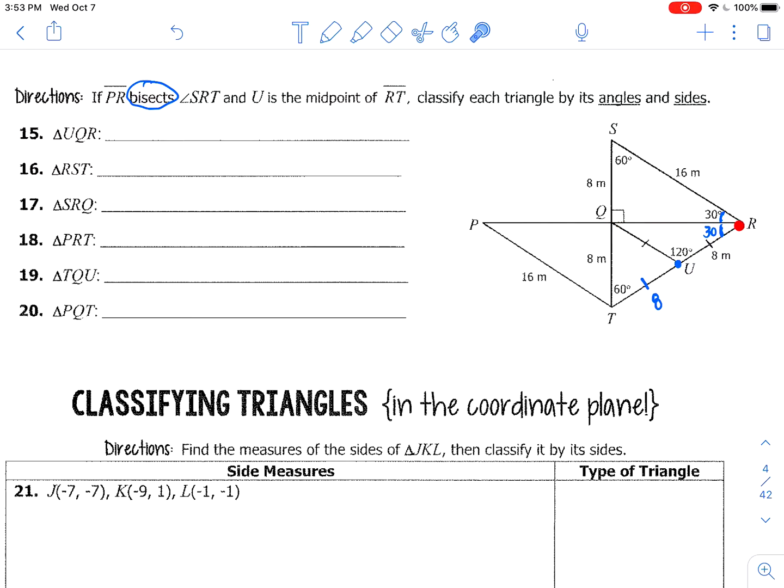Okay, UQR. Let's take a look at that. U to Q to R. All right, we're looking at this triangle here. I can see that it's got an obtuse angle and it's got two congruent sides. So this is an obtuse isosceles.